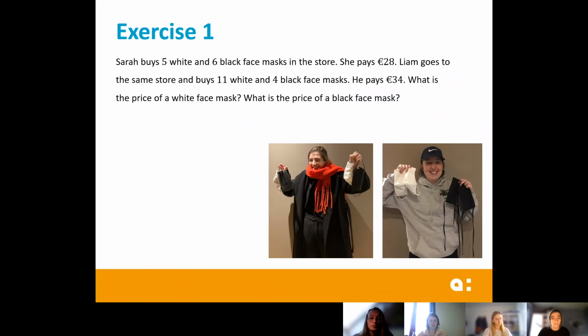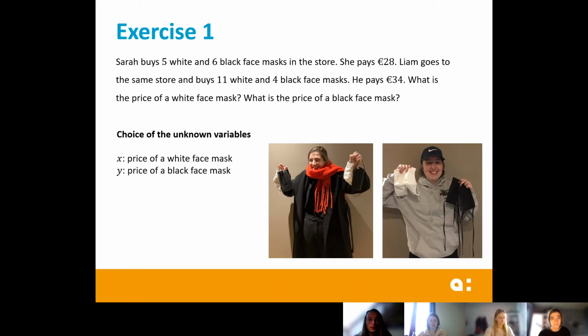We are going to solve this problem by using a system of equations. In the first step, we're going to choose the unknowns. x represents the price of a white face mask and y the price of a black face mask. We will write this problem as a system of two equations.